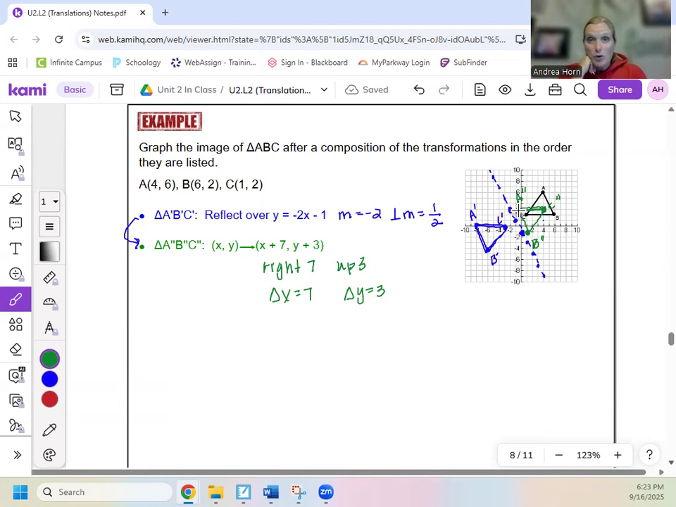Now, I want the whole blue triangle, all right, because that is part of the process, right? It's part of the movement. So I still want the full blue triangle. I want to be able to see that in between. But my final answer is the green triangle.